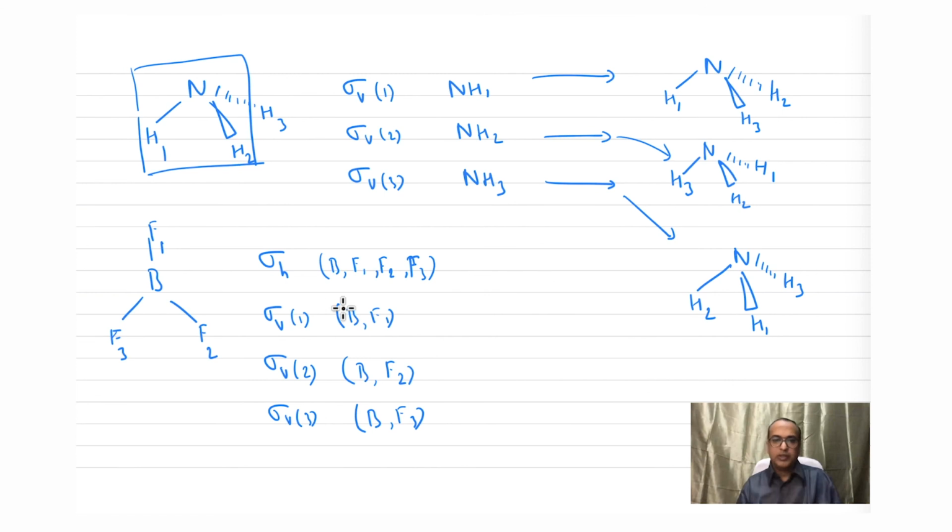If I just do one quick operation over here, let's see if this is my plane. This will be sigma v1. So B and F1 would not change. F2 and F3 will be reflected, right? Similarly, you can see what will happen if you do sigma h, sigma v2, sigma v3.